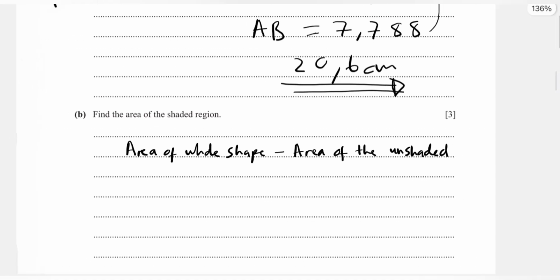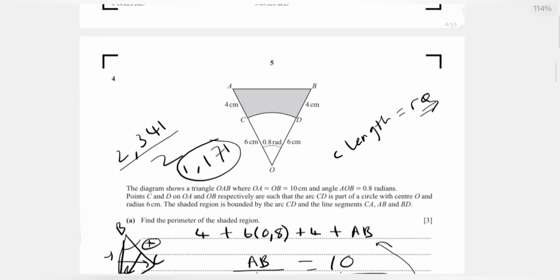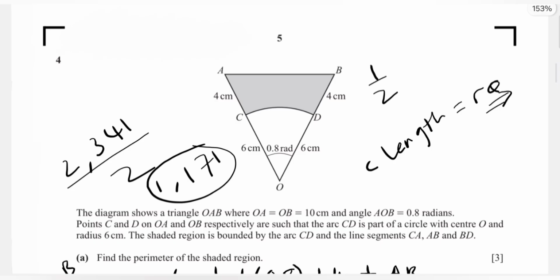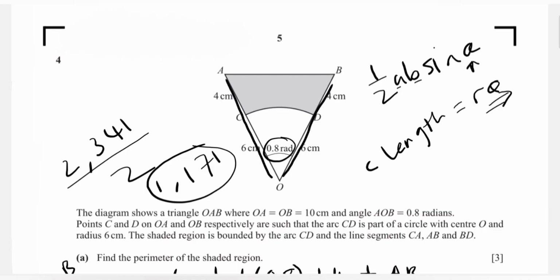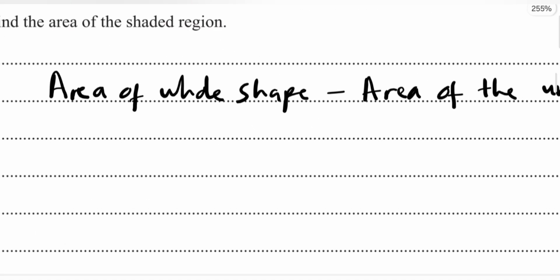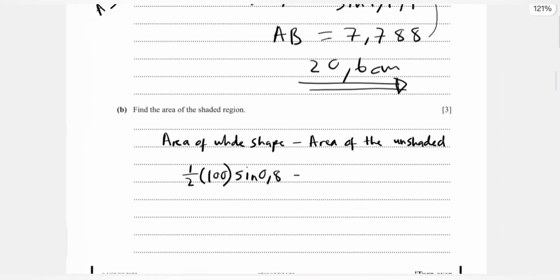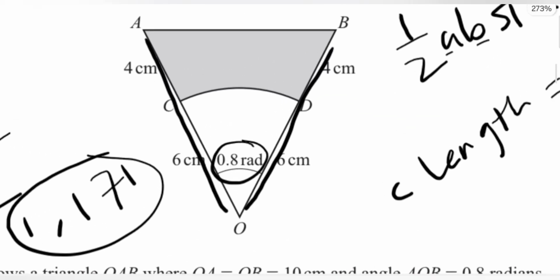So for area of the whole shape, we can see it's a triangle, so we can use half AB sine theta. A and B will be these two sides making the angle that we want to use here, right? So that will be our half 10 squared, because it's 10 times 10, which is 100, right? Sine 0.8 minus area of the unshaded.